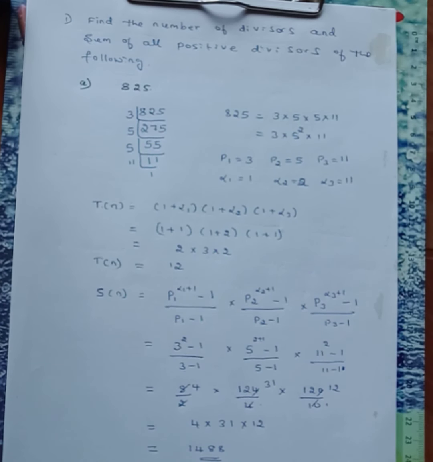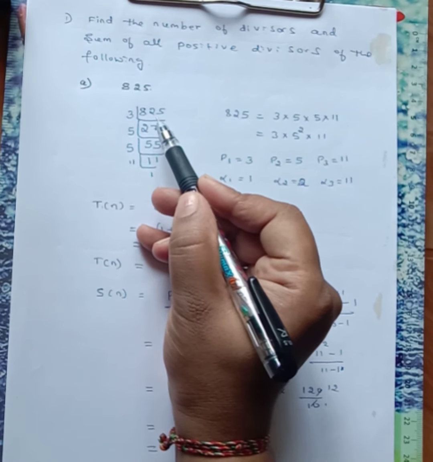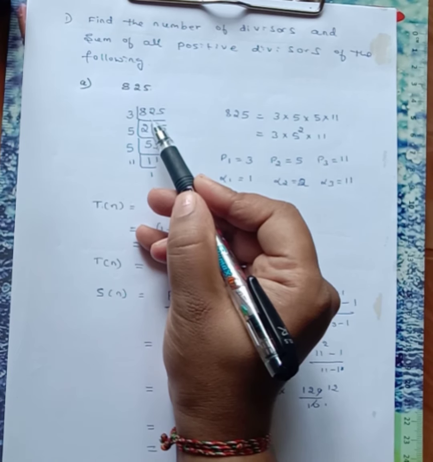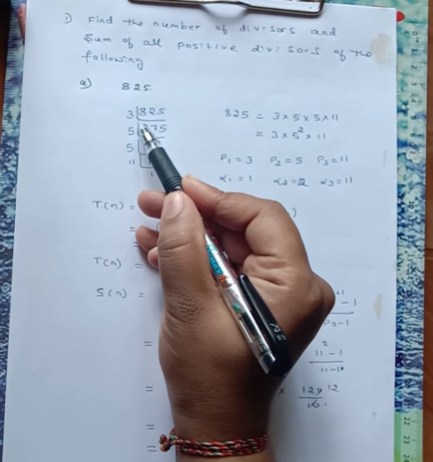In this session, I am going to solve a few problems. Find the number of divisors and the sum of the positive divisors of the following. In that, the first one is 825. Given that 825, we have to factorize it into prime factors. We have to divide 825 by prime numbers.